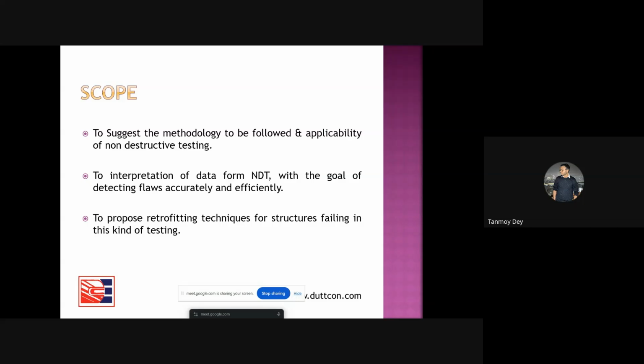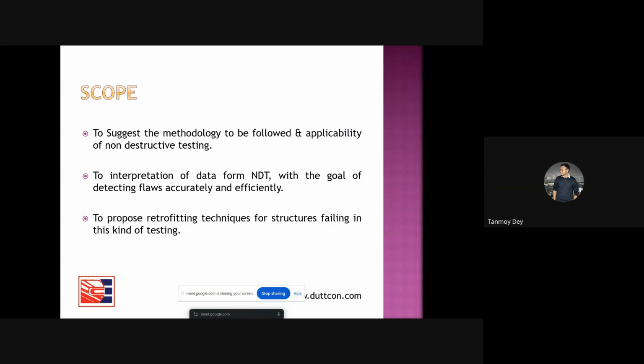Only testing is not important. Sometimes we go for a full body checkup as a human being. Only the checkup is not sufficient. We have to go to the root of the problem and find out the methodology of its solution, of repairing. To suggest the methodology to be followed and the applicability of non-destructive testing.